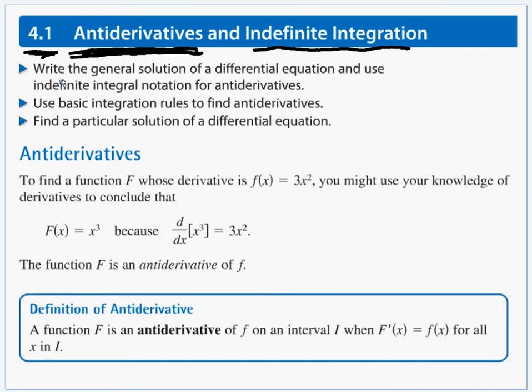Bullet points for the section: write the general solution of a differential equation and use indefinite integral notation for antideriving. Use basic integration rules to find antiderivatives. We're just going to think backwards. And then we'll be able to find a particular solution to a differential equation.